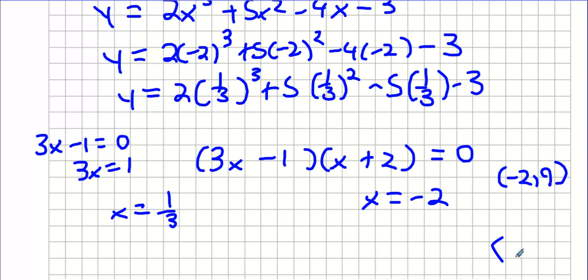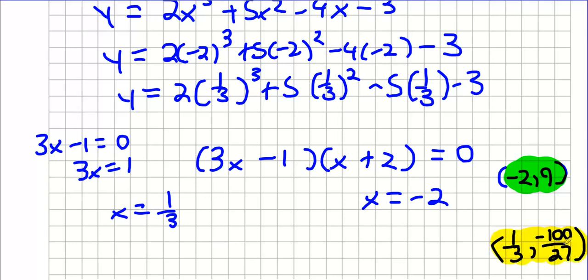Put it as a fraction. Minus 100 over 27. Now, which one do you think is automatically the maximum? Whichever one has the higher y value. So green one is maximum, and blue one is, and yellow one is.